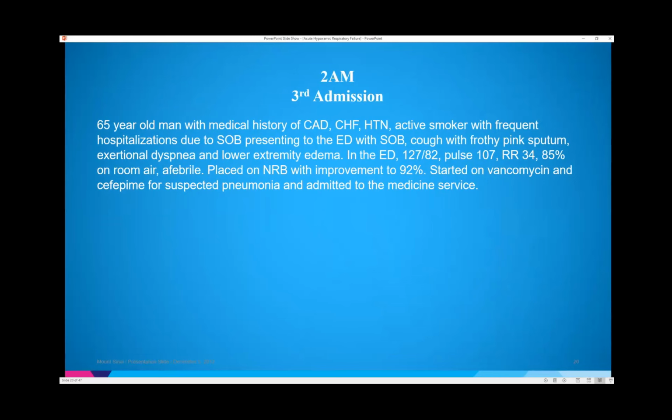Now it's 2 a.m. and you have your third admission. So 65-year-old male, CAD, hypertension, CHF, active smoker, frequent hospitalizations due to shortness of breath, coming in again with shortness of breath, cough with frothy pink sputum, exertional dyspnea, lower extremity edema. In the ED, they're normotensive, slightly tachycardic, tachypneic, hypoxemic, but afebrile. Placed on non-rebreather with some slight improvement to 92% and started on, again, vancomycin like everyone is for pneumonia, and admitted to the medicine service.